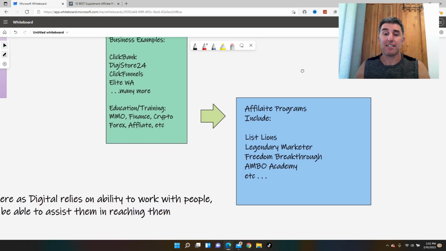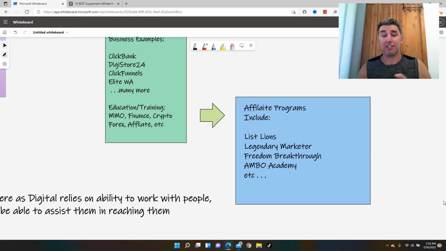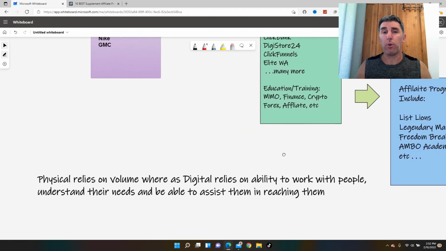And affiliate program products include List Lines, Legendary Marketing, Freedom Breakthrough, Ambo Academy, and etc. I actually can promote all four of those, and their commission rates vary, their price points vary. We'll get into that later, but they are good programs.